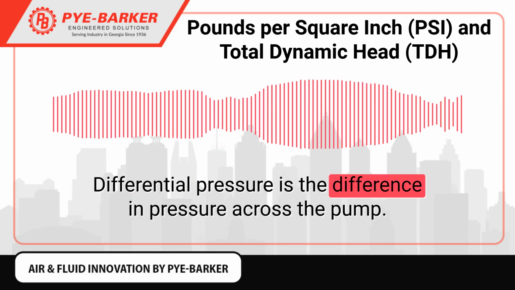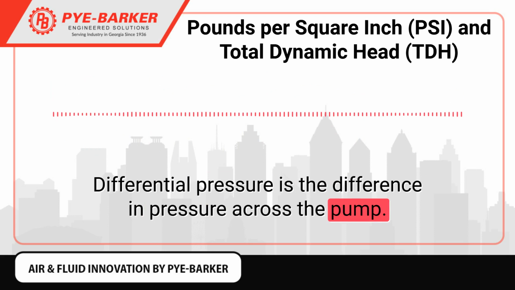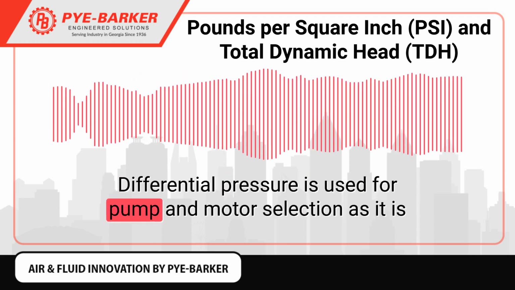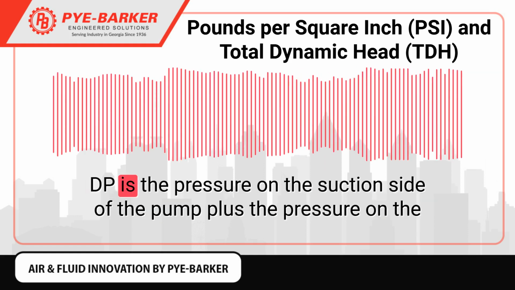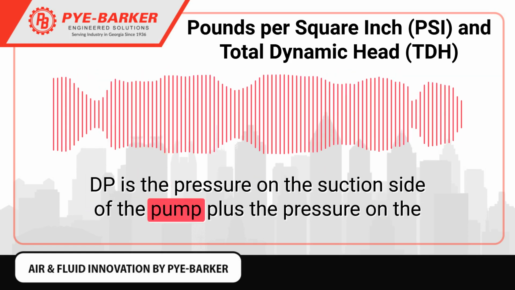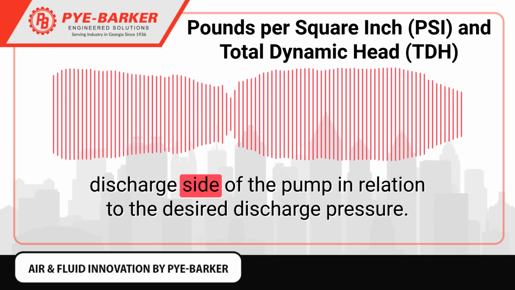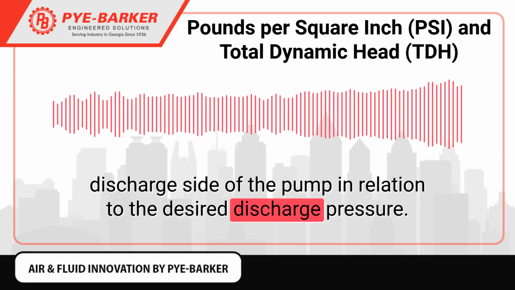Differential pressure is the difference in pressure across the pump. Differential pressure is used for pump and motor selection as it is the actual pressure the pump sees. dP is the pressure on the suction side of the pump plus the pressure on the discharge side of the pump in relation to the desired discharge pressure.